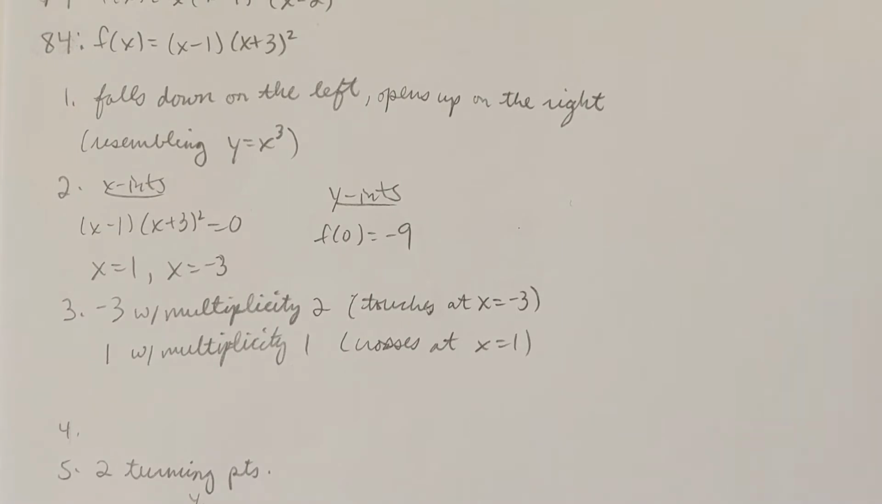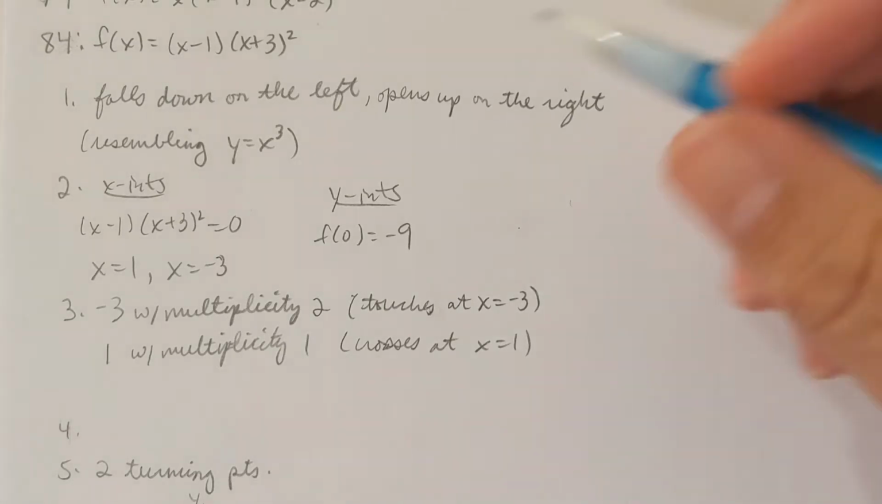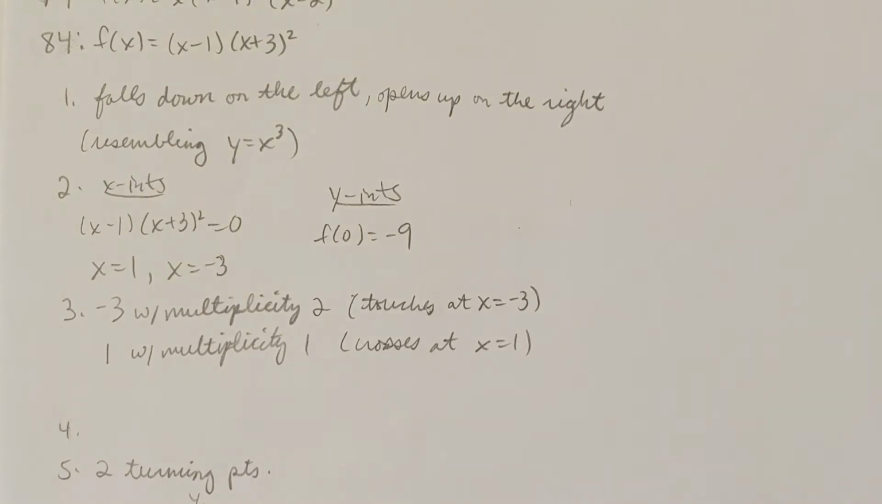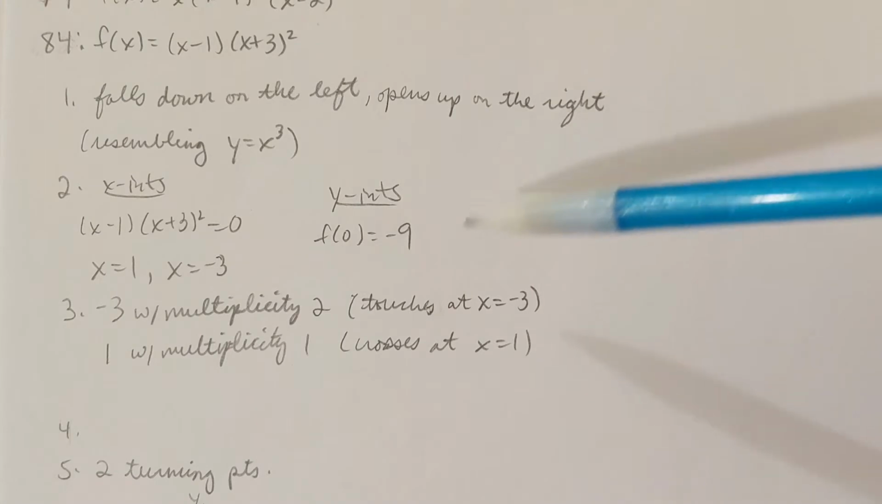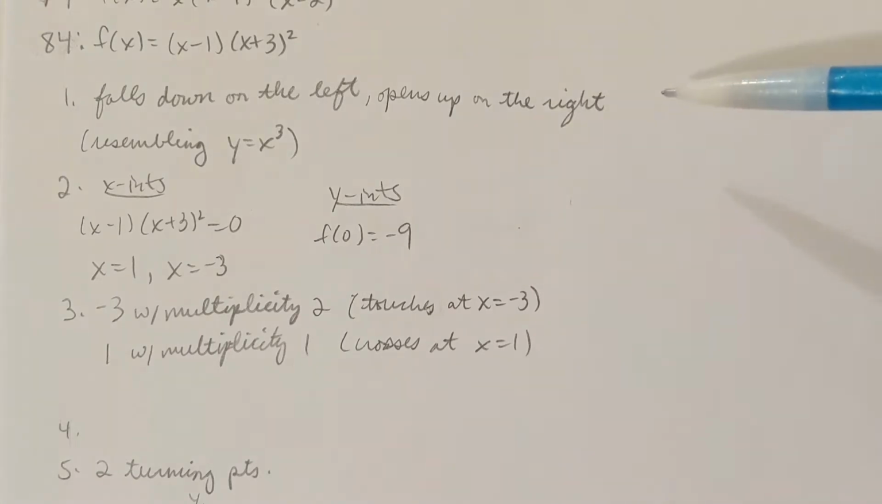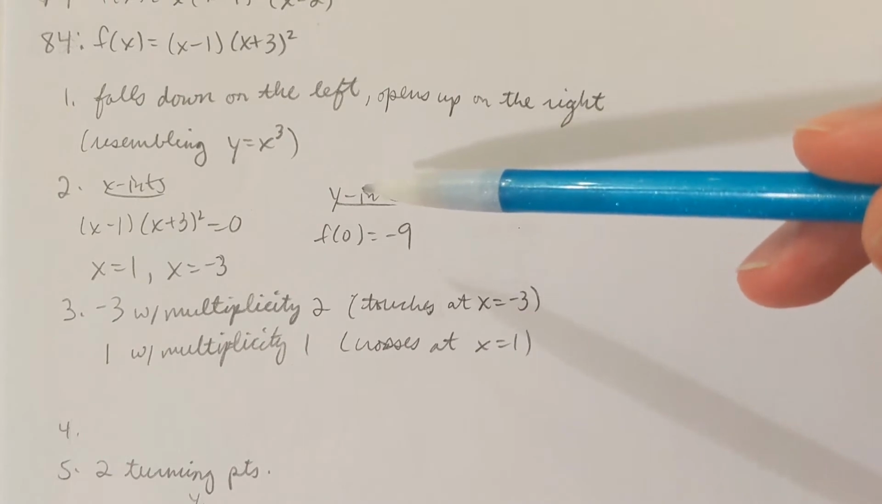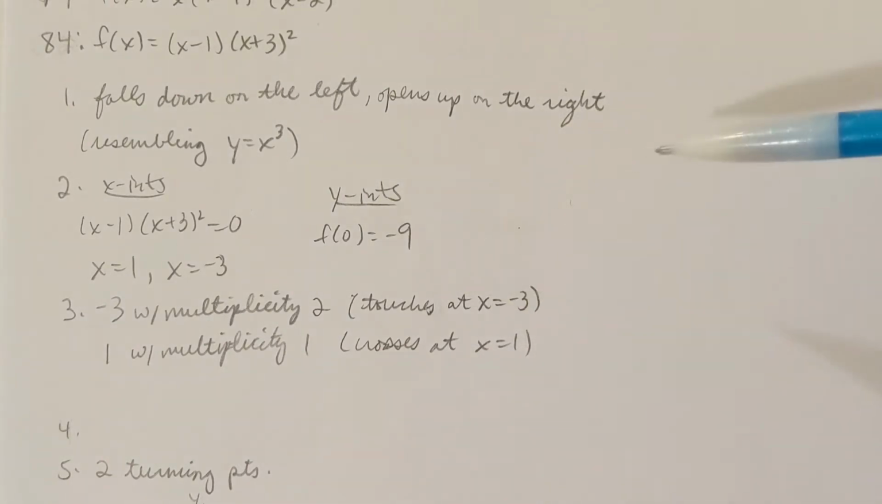Step 1 is to determine the end behavior of the graph of the function. Okay, so I've got x squared times x, which is x cubed. There's a 1 in front of x cubed. So I know that the graph is going to fall down on the left and up on the right. Okay, similar to what I would see with y equals x cubed. It's going to go down on the left and up on the right.